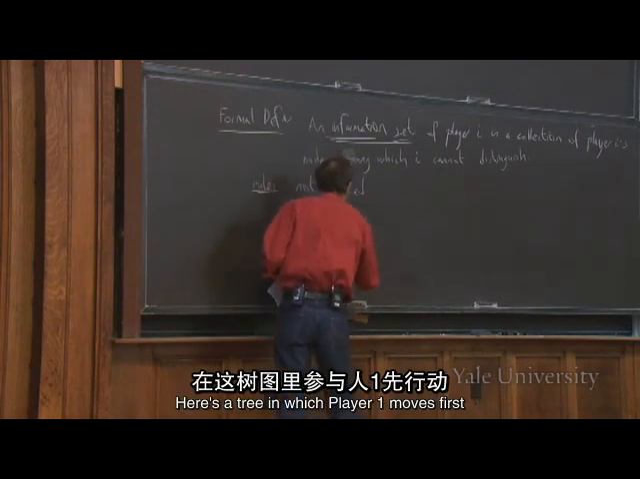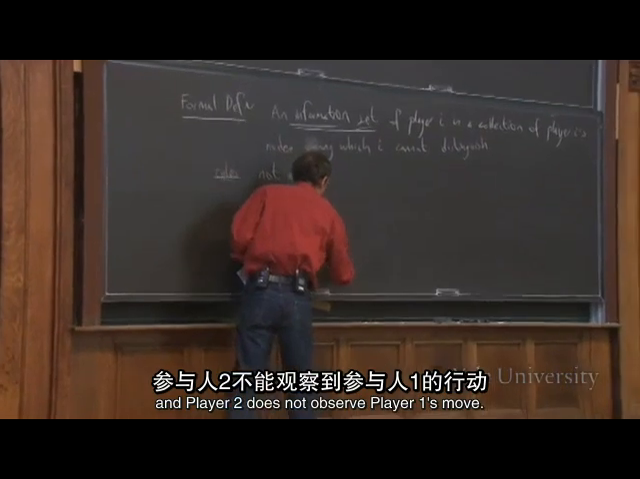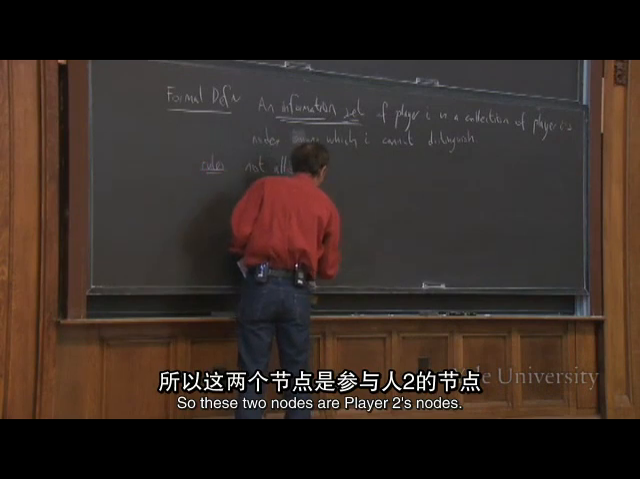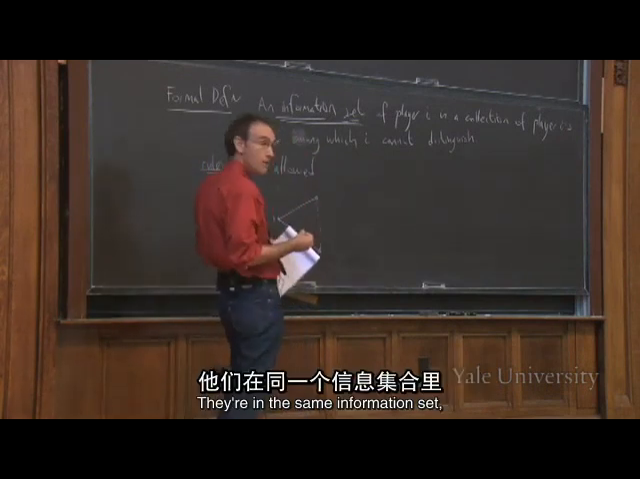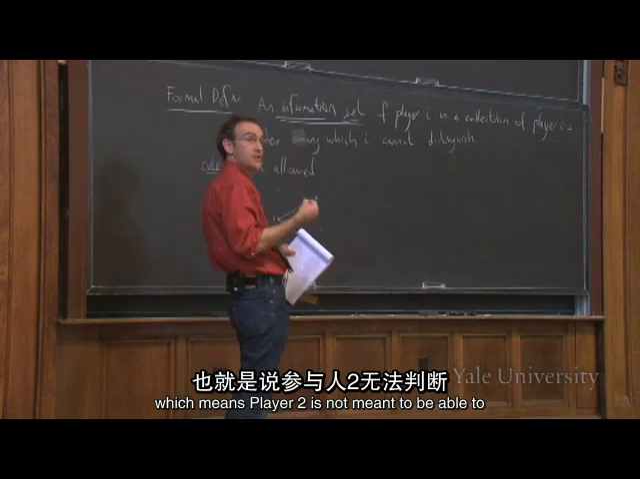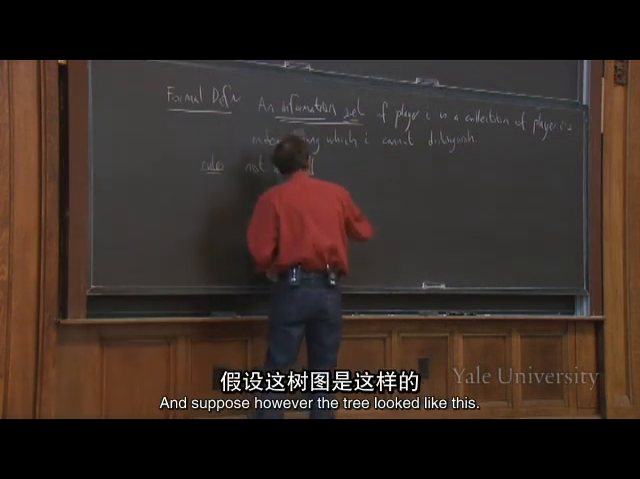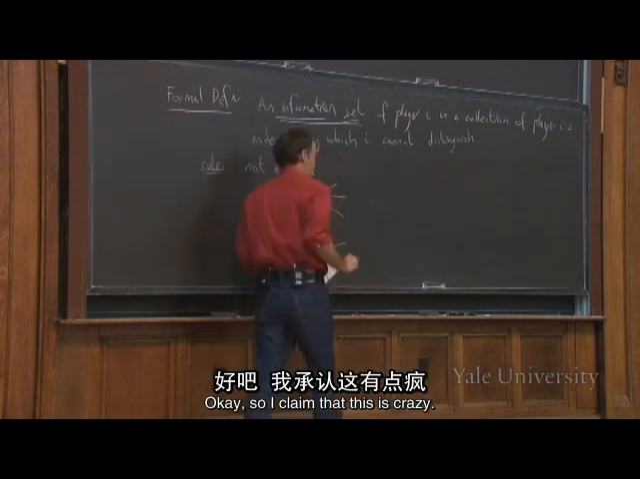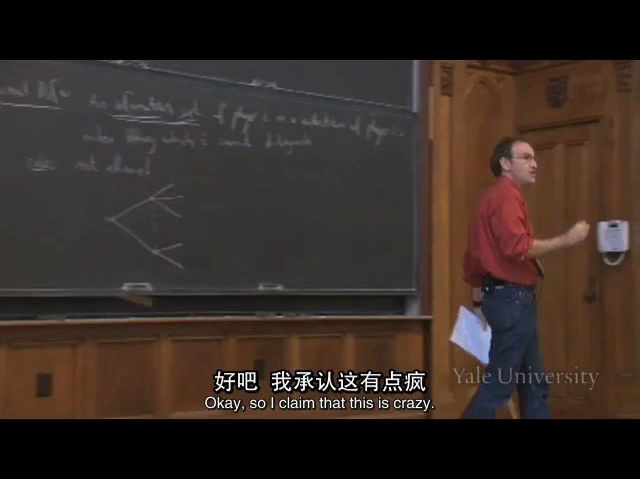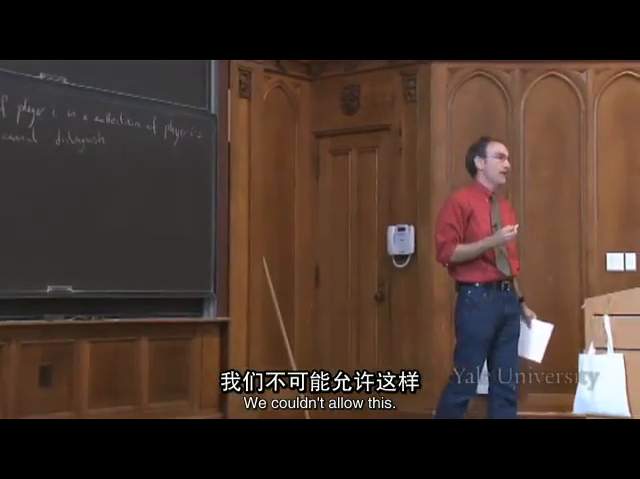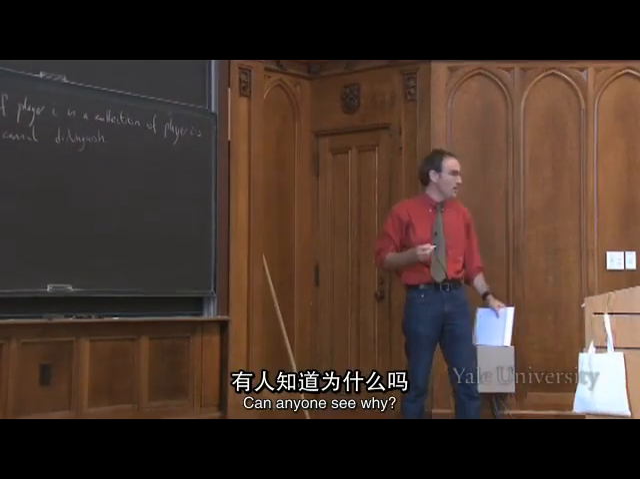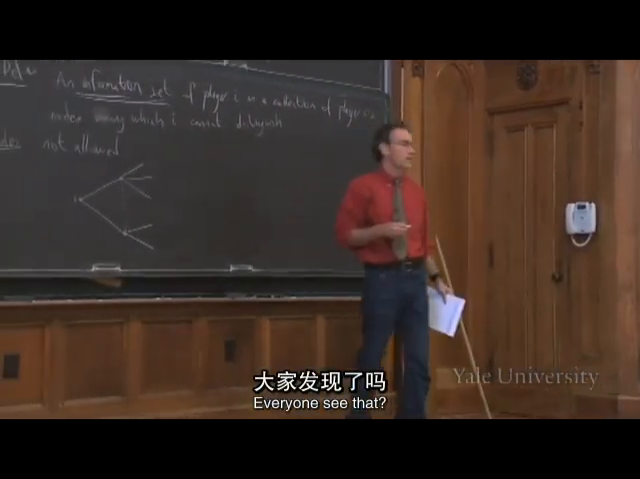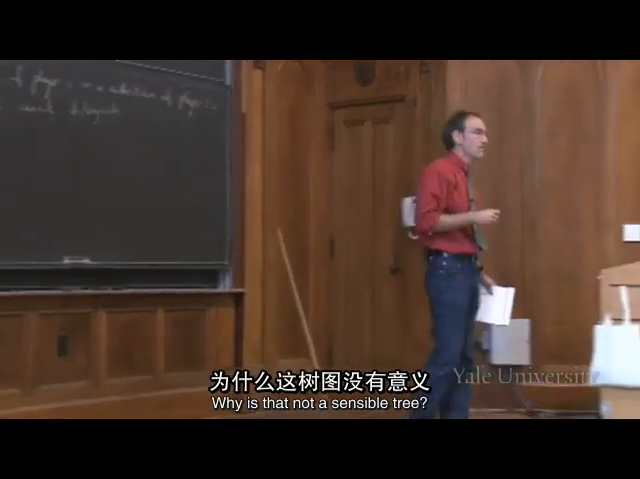Here's a tree in which player 1 moves first, and player 2 does not observe player 1's move, so these two nodes are player 2's nodes, they're in the same information set, which means player 2 is not meant to be able to distinguish between these two nodes. And suppose, however, the tree looked like this. Okay, so I claim that this is crazy. We couldn't allow this. It wouldn't make any sense to allow this. Can anyone see why this is not really a sensible tree?